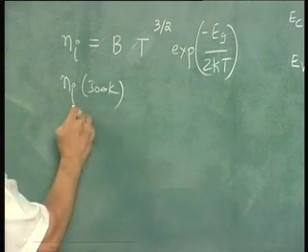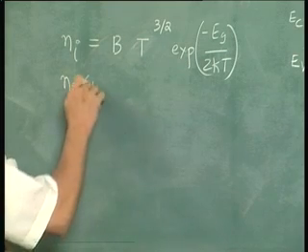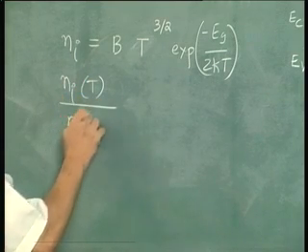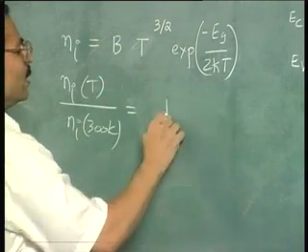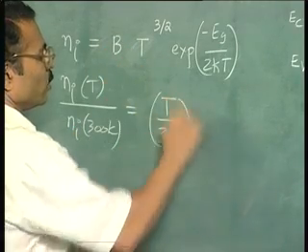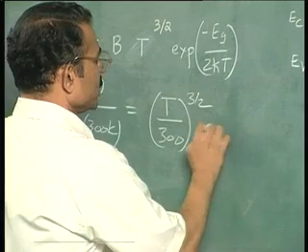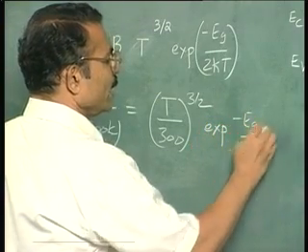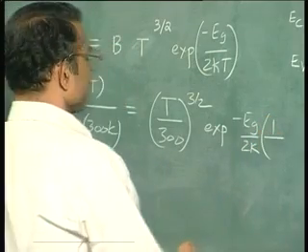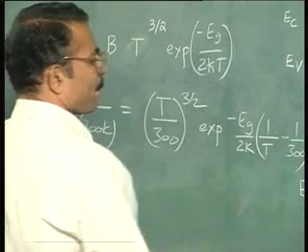So in terms of Ni at 300K, if I want to write down Ni at any temperature T, Ni at T by Ni at 300K will be given by T by 300 whole power 3 by 2. This B will cancel because it is independent of temperature, into exponential of minus Eg by 2K into 1 by T minus 1 by 300.